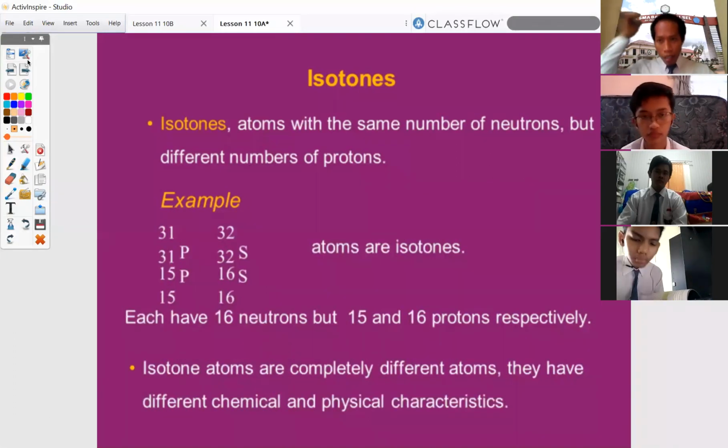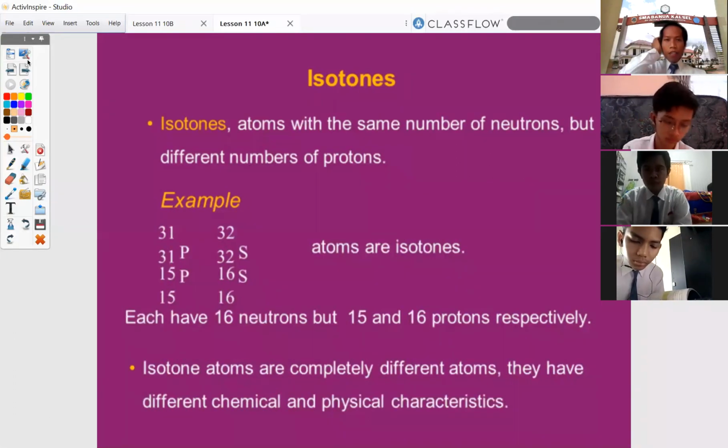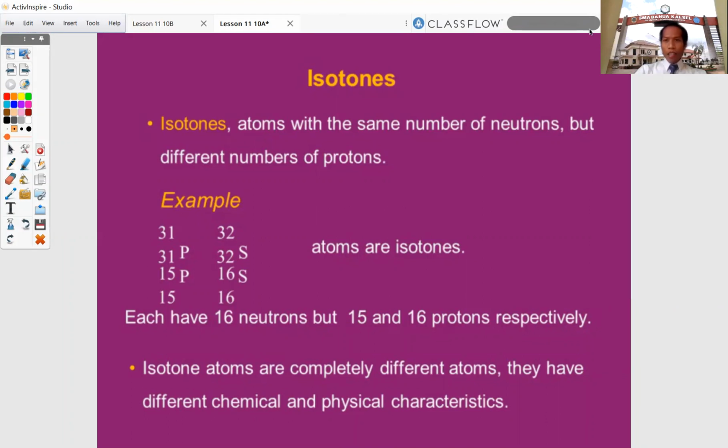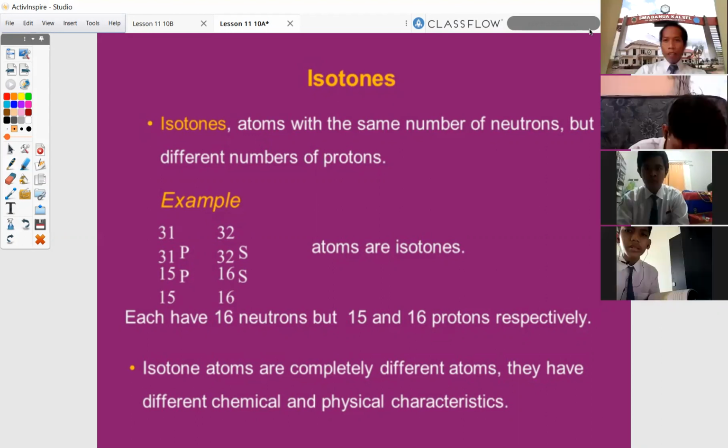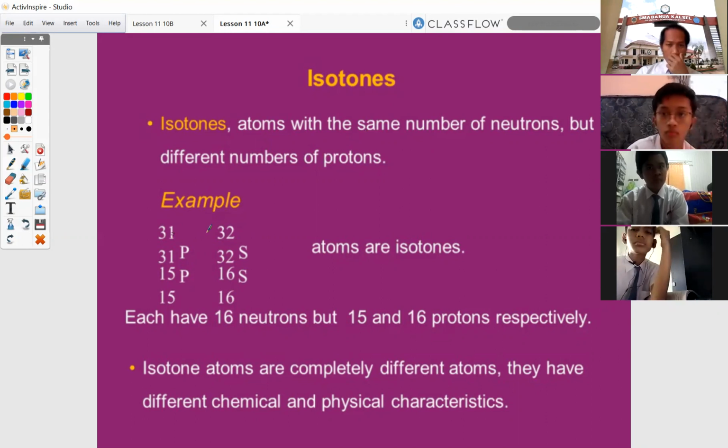Other than isotope, we have isotone. Now it's a different thing. We had isotope, now we have isotone. What is isotone? Isotone is atoms with the same number of neutron but different number of proton. So, for example, here, this example.